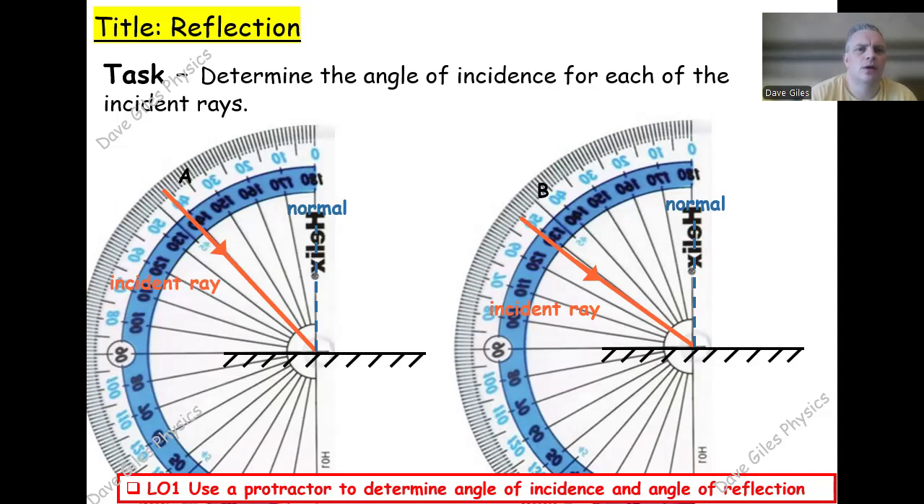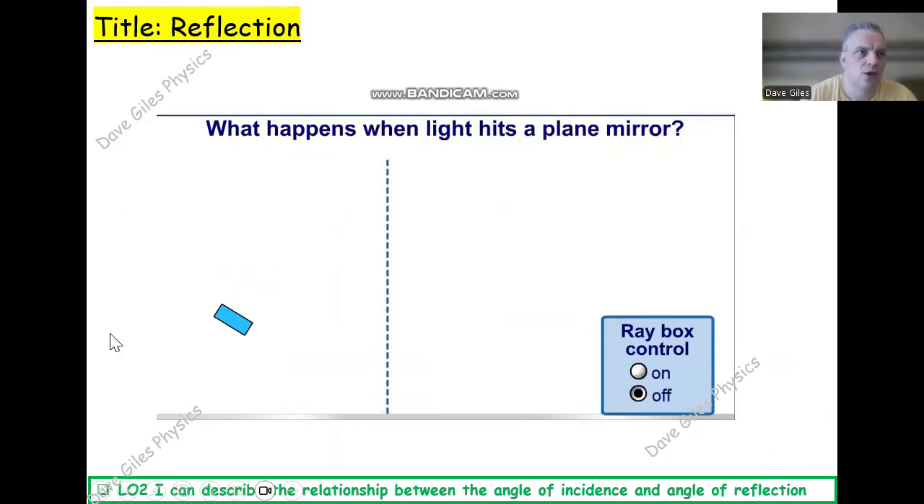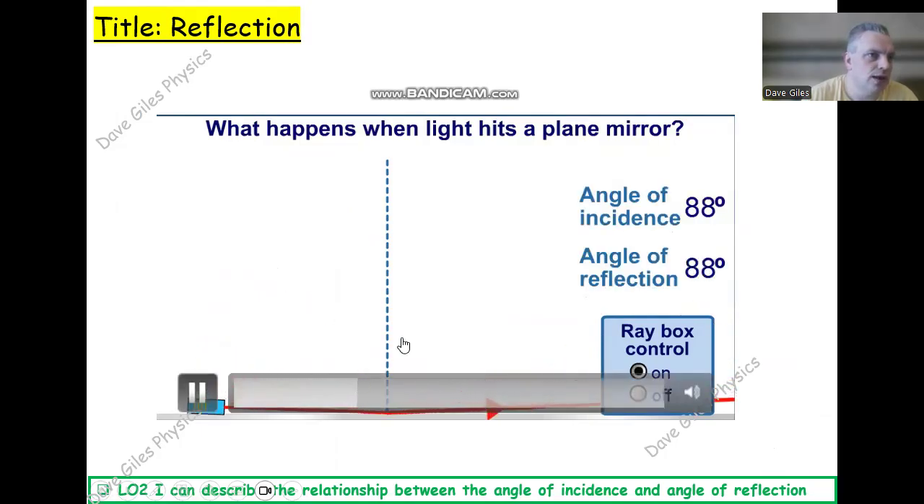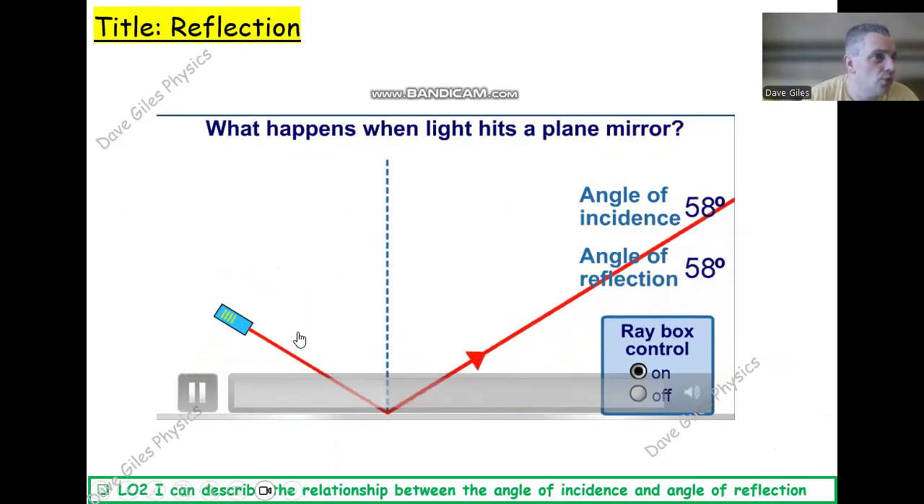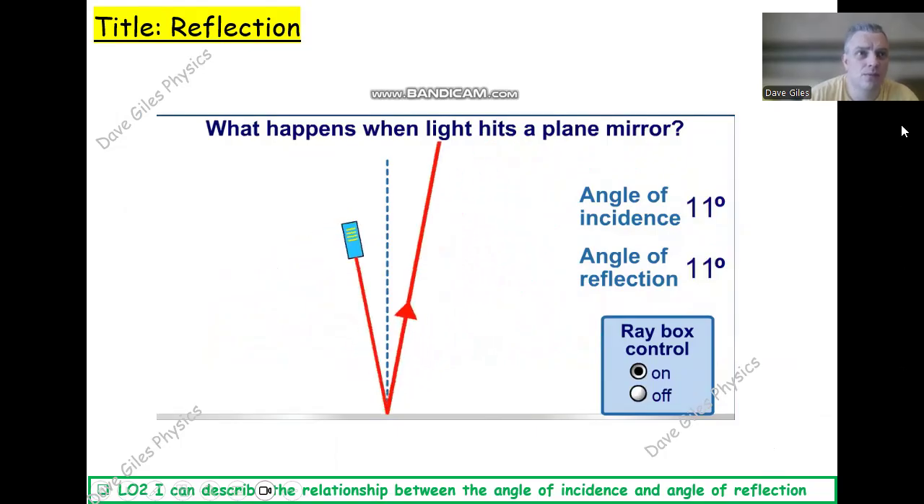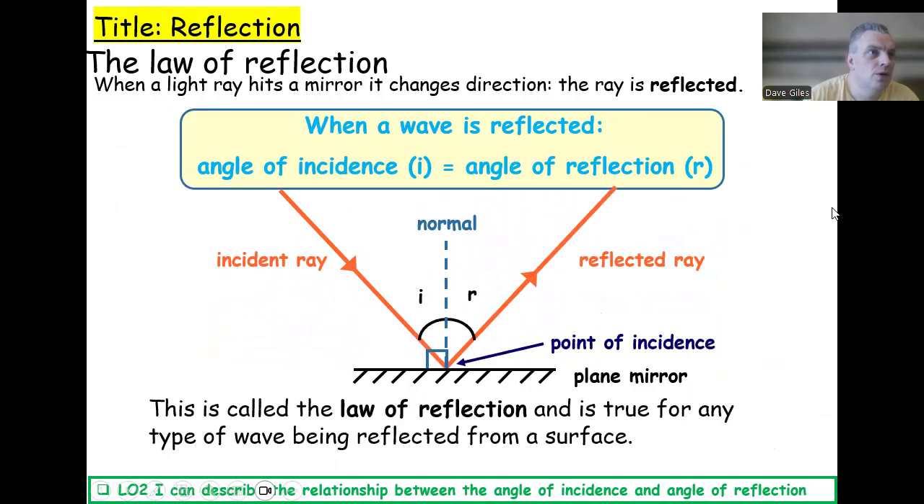Okay. So moving on to our second learning objective, which is describe the relationship between the angle of incidence and angle of reflection. So here is a ray of light, and you can see there the relationship between the angle of incidence, which is this angle, and the angle of reflection, which is on this side in this instance. So when a wave is reflected, the angle of incidence I is equal to the angle of reflection R. This is the law of reflection and is true for any wave being reflected from a surface.